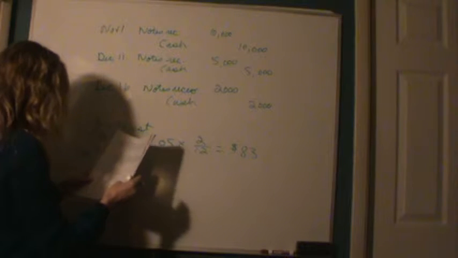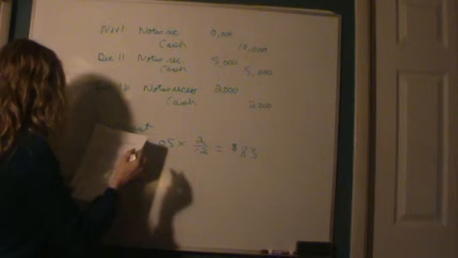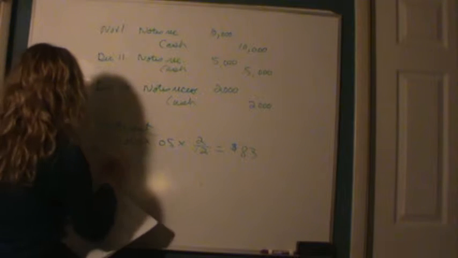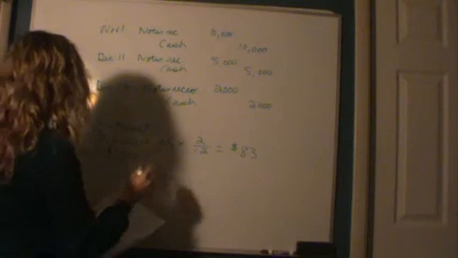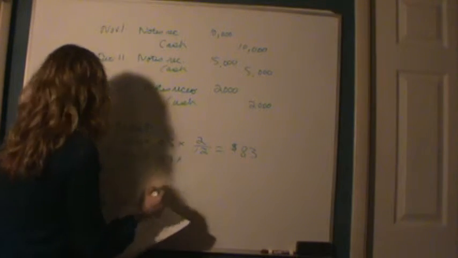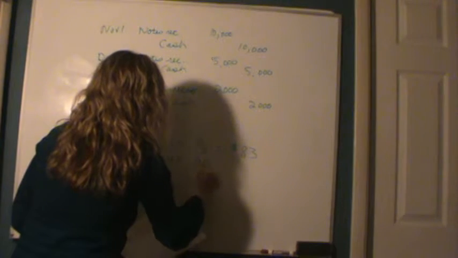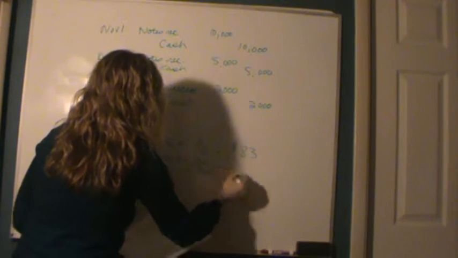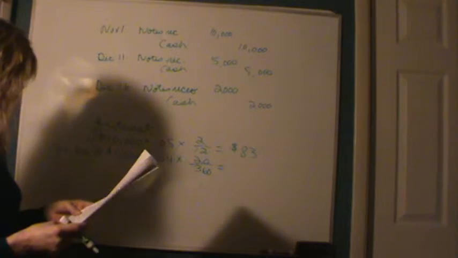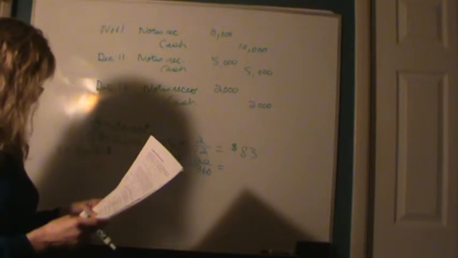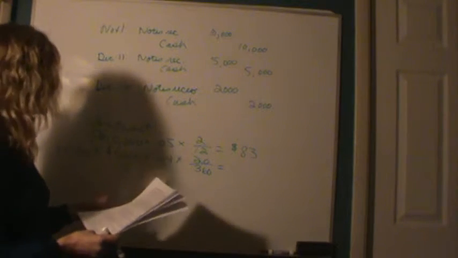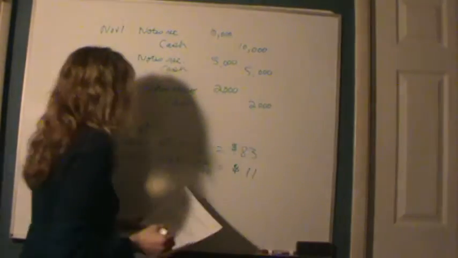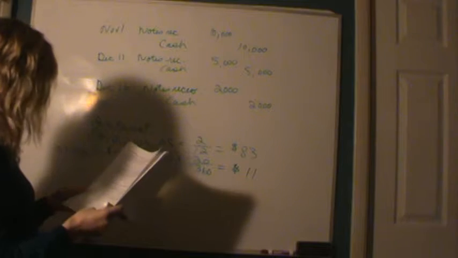That note is for $5,000. The interest rate on that note is 4%. And that's going to be for 20 days. We're going to use 360, which is what we're using, I believe, according to the book, as our base. If we multiply 5,000 by 4% by 20 over 360 days, we get approximately 11. Again, it's 11 and some change. We're just going to use 11.